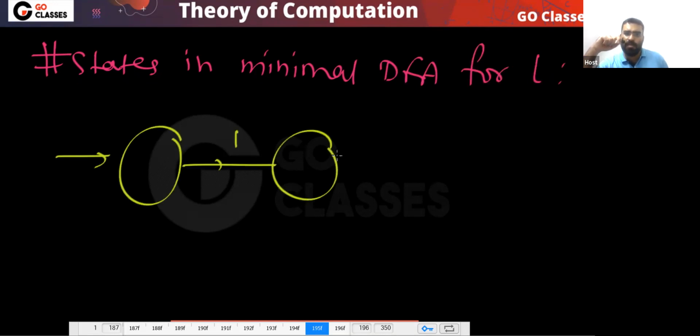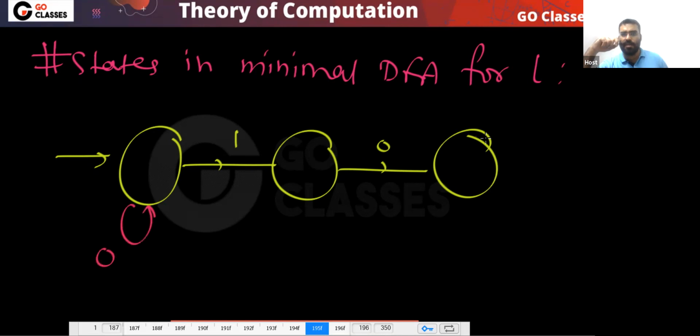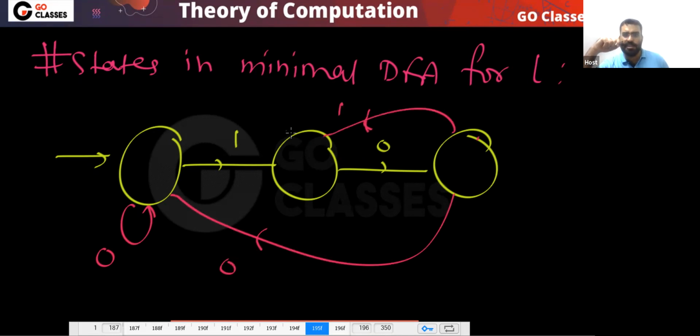The language is strings ending with 1 0. It should end with 1 0. If 0 is coming, I will go here and end with 1 0. If another 0 comes, then I will go here. If 1 comes, I will go here. And in this state, if 1 comes, no problem. How many states did you get? So the number of states is 3.